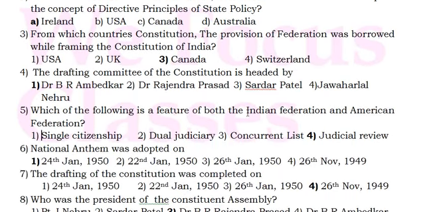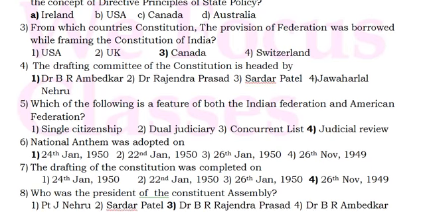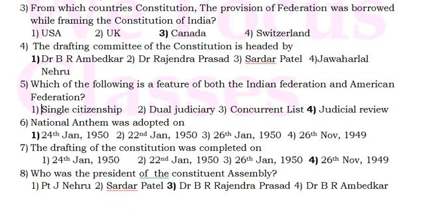And the drafting committee of the constitution is headed by whom? It is Dr. B.R. Ambedkar. And which of the following is a feature of both the Indian Federation and the American Federation? It is judicial review. We have adopted the judicial review concept from the American Federation. And single citizenship is from the UK, that is Britain. And the national anthem was adopted on 24th January 1950.